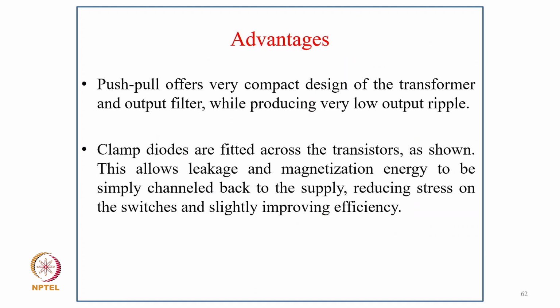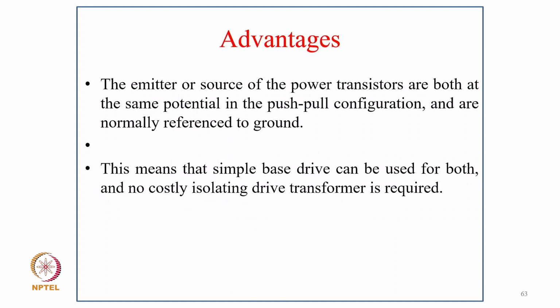The advantage of push-pull converters is that they offer a very compact design of the transformer and output filter while producing very low output ripple, and clamp diodes are fitted across the transistor as shown. This allows the leakage and magnetizing energy to be simply channeled back to the supply, reducing the stress on the switches and slightly improving the efficiency.